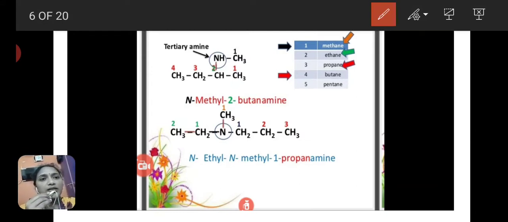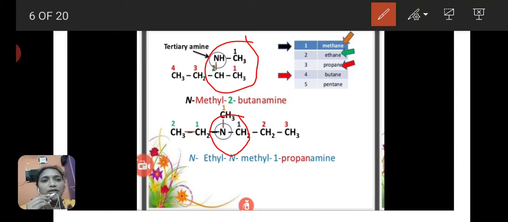Okay, here this one is the secondary amine and this is the tertiary amine. In the tertiary amine, this nitrogen has 3 alkyl groups. For this tertiary amine we can give the name as N-ethyl N-methyl 1-propanamine. This long chain we can take as the carbon base chain, that is the propane chain.